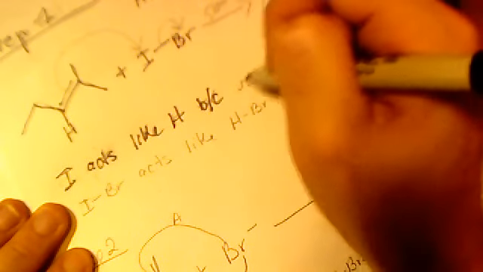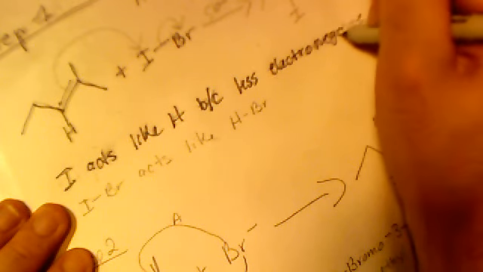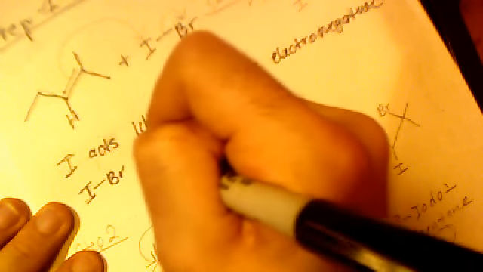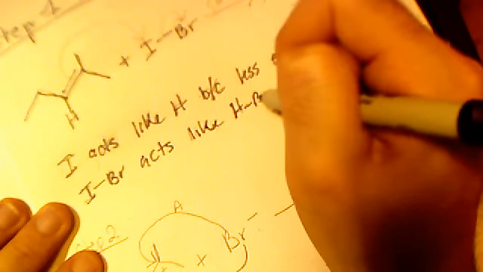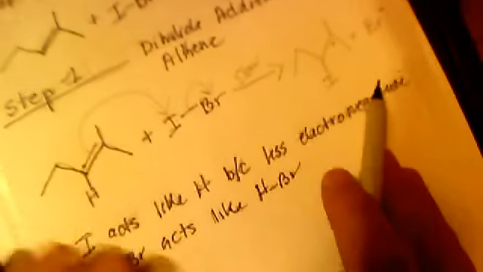Now, the way it seems to me it works is this. Iodine acts like hydrogen because it is less electronegative. So IBr acts like HBr, with iodine being the less electronegative, just as hydrogen is the less electronegative in HBr.